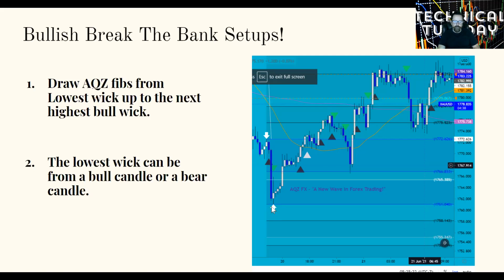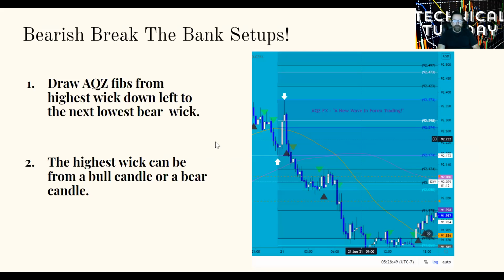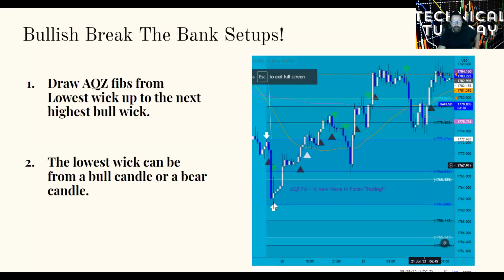Okay, so you see I draw the fibs from low to high, the next one up, and it sets it up. Okay, same thing for a bearish trend, except it's reversed. So you're going to draw the fibs from the highest wick on the left to the lowest bear wick. So like up here, here's the highest wick. It could be a bull or a bear wick on the high end. Just like the one we did before, this could be a bull or a bear on the low end.